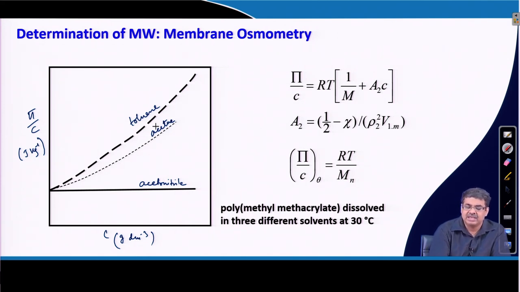And as you can see, the more good the solvent, the higher is the deviation from linearity. Basically, when the solvent is good, then the additional terms, the C square terms, also come into the picture, and there is deviation from linearity. The slope is higher when the solvent is good, because the chi value becomes less than 0.5 for a good solvent, and the lower the value of chi, we have seen earlier that beta is the solvent quality for that polymer, hence the slope also increases.